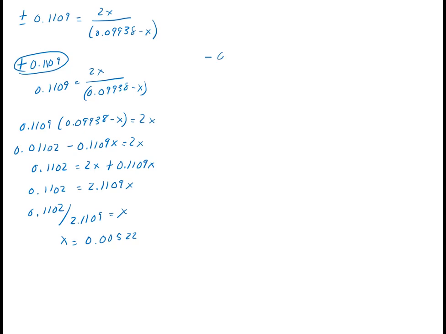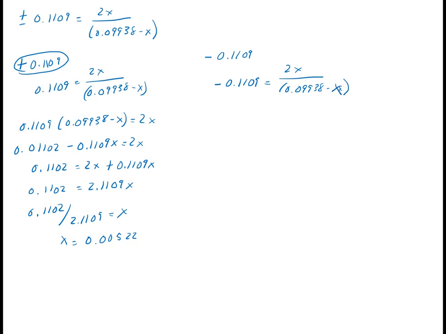I have to do the same thing for the negative version of this. So I have a negative 0.1109. Probably the easiest way is the fact that none of these numbers are going to change, just the signs are going to be changing. So I have a negative 0.1109 is equal to 2x over this 0.09938 minus x. Oops, minus x. Not 2x, minus x.